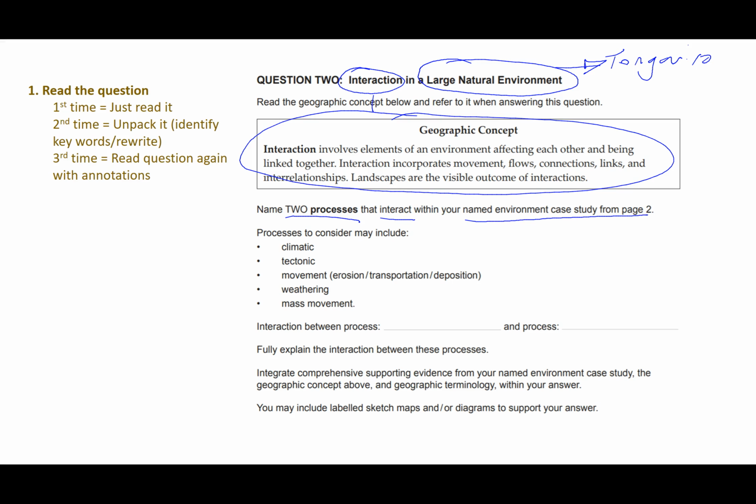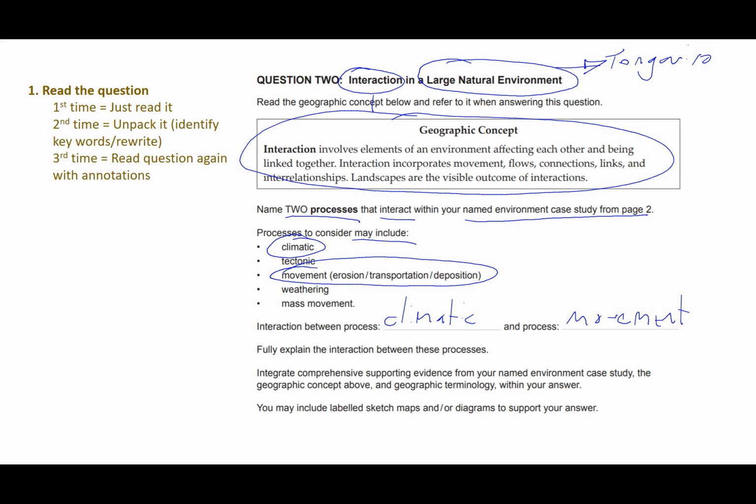Okay? Processes to consider may include, and you've got a sum there. It says may include, so you can choose any processes that occur, whether they're in that list or not. But I'm going to choose 2 that are in the list. I'm going to look at climatic processes, and I'm going to look at how that interacts with movement. Okay? I'm going to write it in there. You'll be able to write better with your pens, I'm sure.